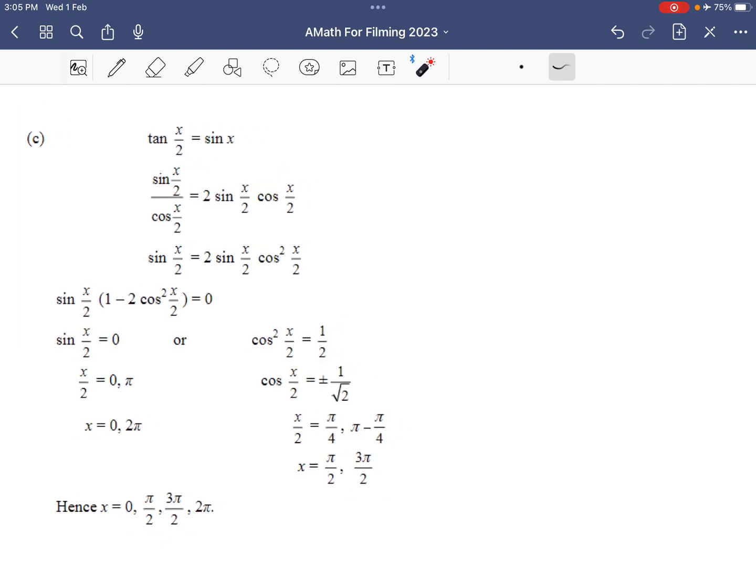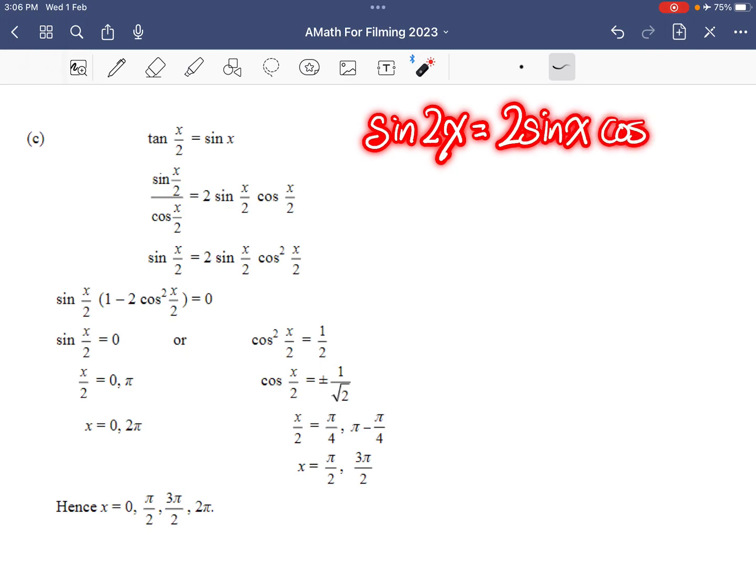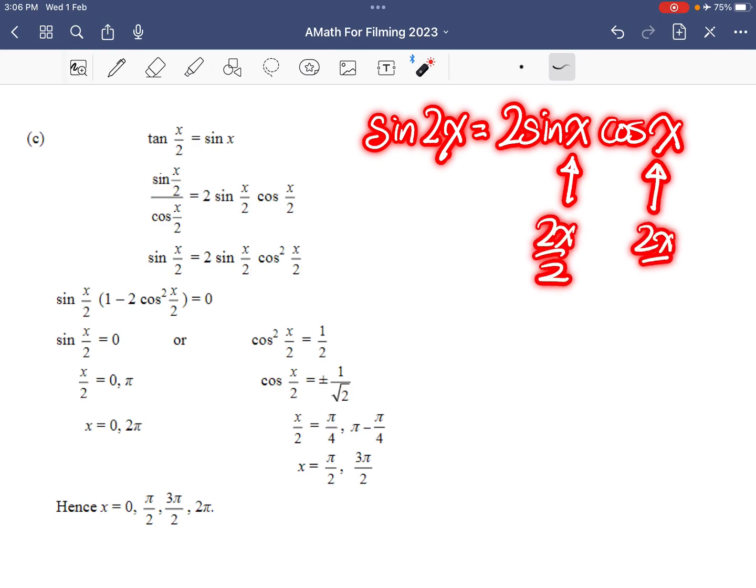Okay, for part C, tangent x over 2. Let me explain this a little bit for you. So now, how we solve this is sine x. For example, sine 2x is equals to 2 sine x cosine x. How I get x and x here is 2x over 2, 2x over 2. This 2x I divide by 2.